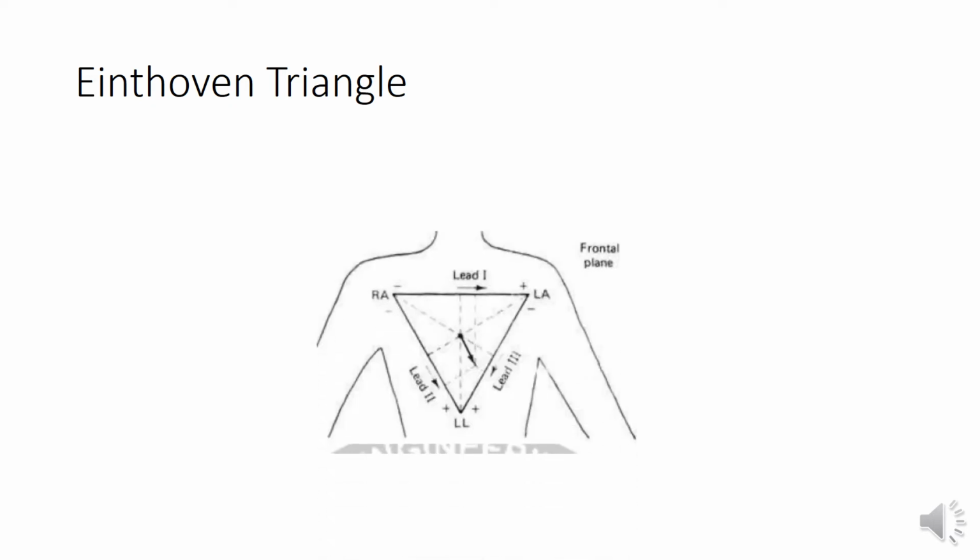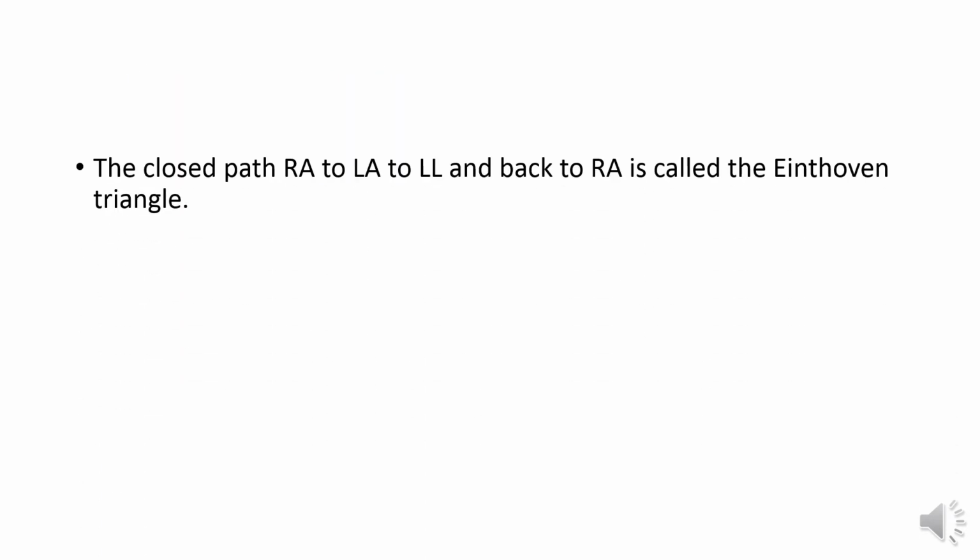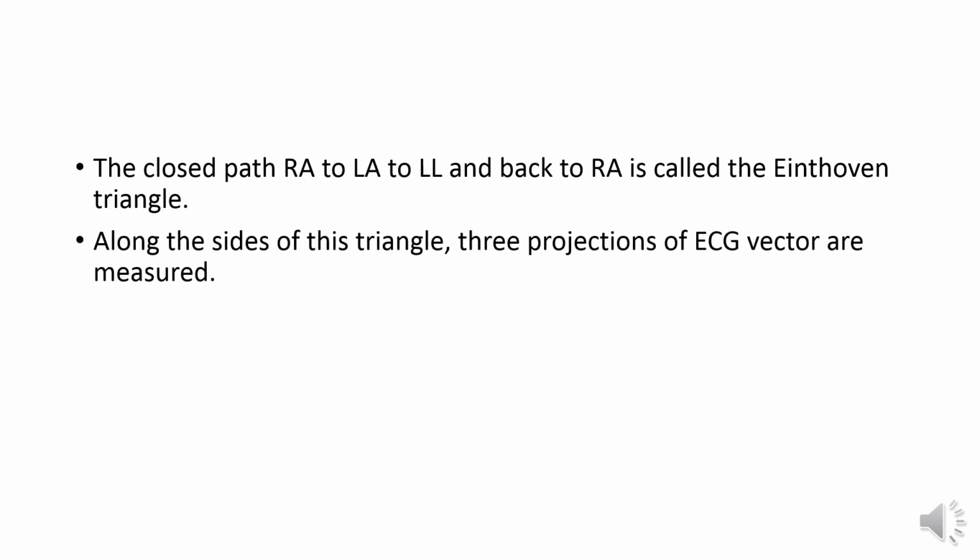This is the Einthoven triangle. In this we have the three leads and left leg, right leg, left arm, right arm. The closed path from right arm to left arm to left leg and back to right arm is called the Einthoven triangle. Along the sides of the triangle, three projections of the ECG vector are measured.